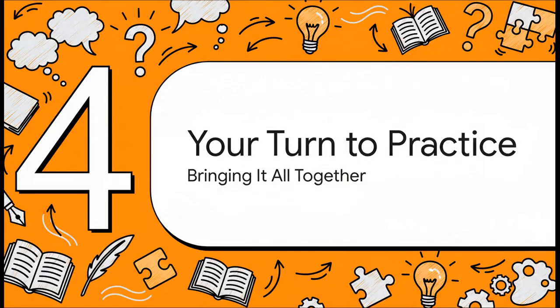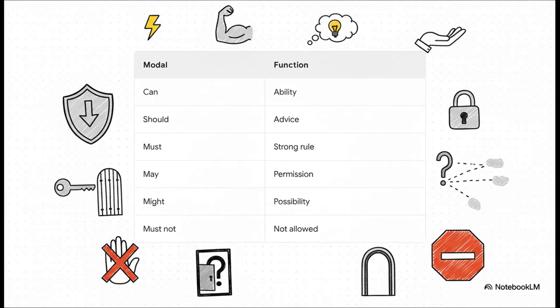Okay, you've seen them all in action, so now it's time to pull it all together and make sure these ideas really stick. Just think of this as your own personal cheat sheet. We've got can for ability, should for giving advice, must for a strong rule, may for permission, might for a possibility, and must not for something that's totally forbidden. It's a great little guide to have.